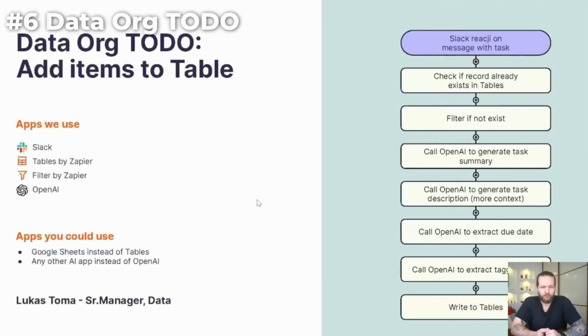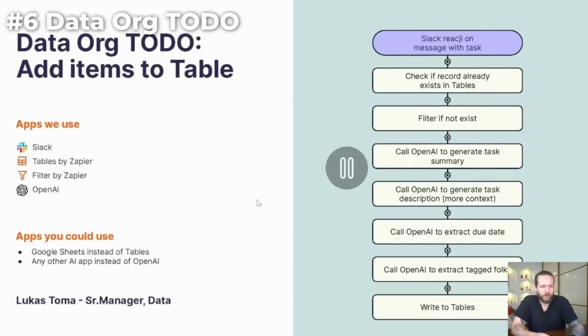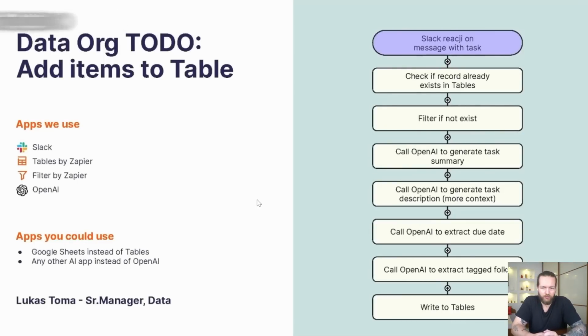My Zap is designed to make life easier for 2 user groups. First user group is managers on the data team. So this is a Data Org TODO, add items to table. That can create to-do tasks for our team just by simply putting a reaction on a Slack message. And all the information gets automatically recorded in a structured way. So we extract the folks that were tagged, we extract the deadline, we extract the core of the message.